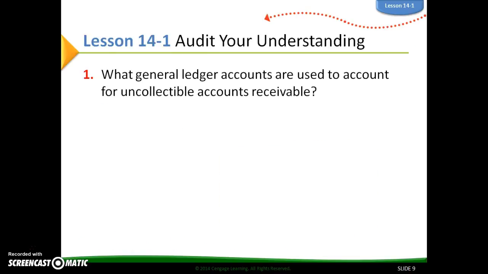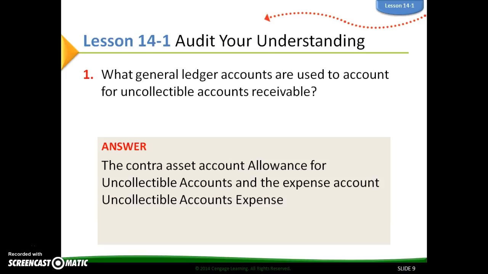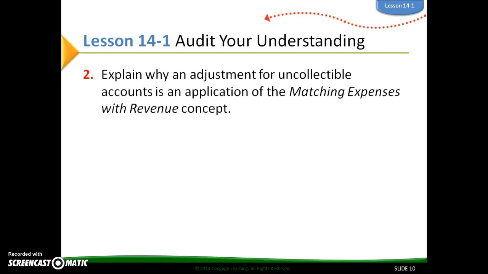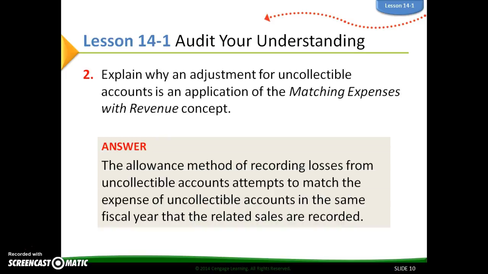All right, so question: what general ledger accounts are used to account for uncollectible accounts receivable? The contra asset account, allowance for uncollectible accounts, and then the expense account, uncollectible account expense. So why is an adjustment for uncollectible accounts an application of matching expenses with revenue? Why does this match up with the idea that we need to match expenses with revenue?